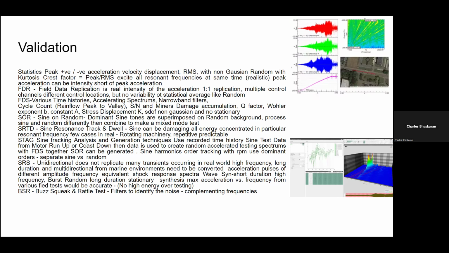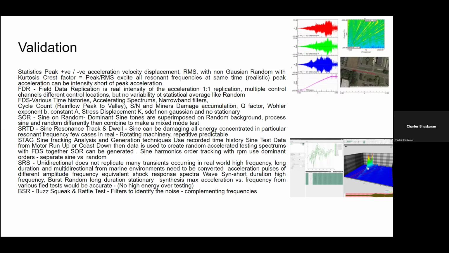Then we talk about sine on random. Why is sine on random important? Sine on random is important because the sine becomes very dominant, right? So they have to be superimposed on the random background. An engine, for example, will have a lot of sinusoidal tones, or something like a compressor or a propeller. They all have sine tones. So that is why we want to put the sine in the random background, and that is very important. It's called a mixed mode test.